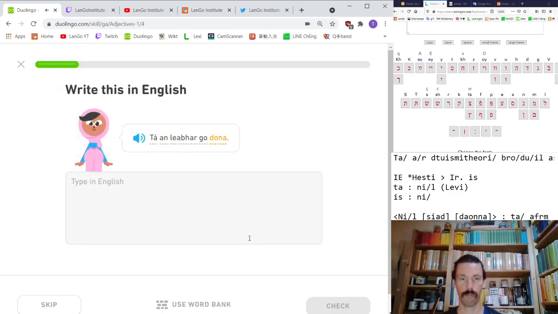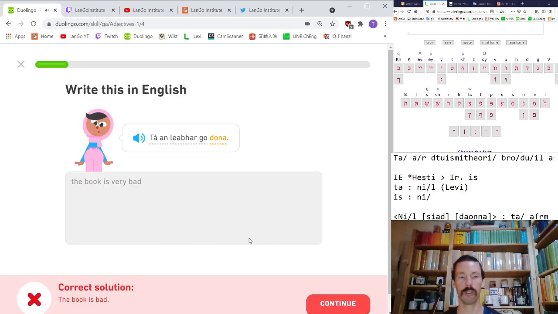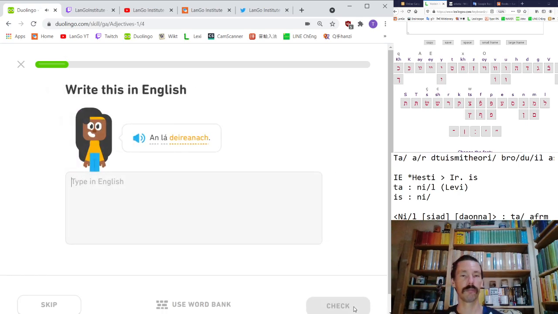Tá an leabhar go dona. The book is very bad. Oh, the go we leave untranslated. What's your take on this go, Levi? Why is it there? What's it doing? When could we do without it? An lá dearnach. I just asked since it doesn't have a straightforward English equivalent that I could see. And lá is the day. Deireanach. Final. An lá deireanach.